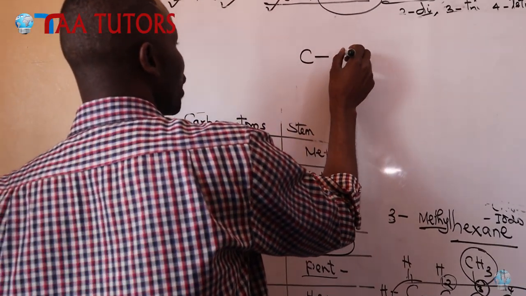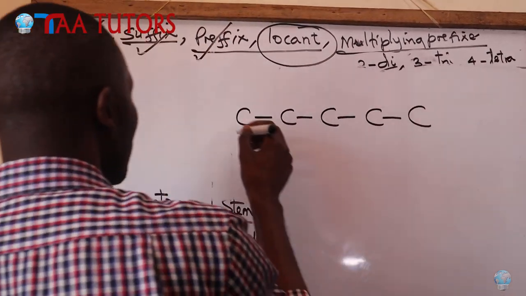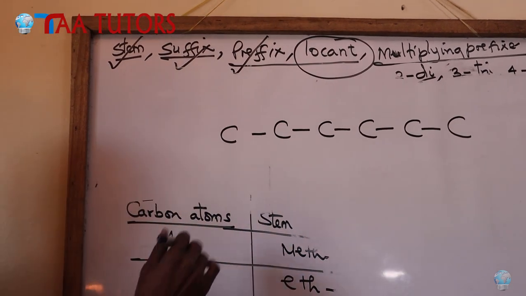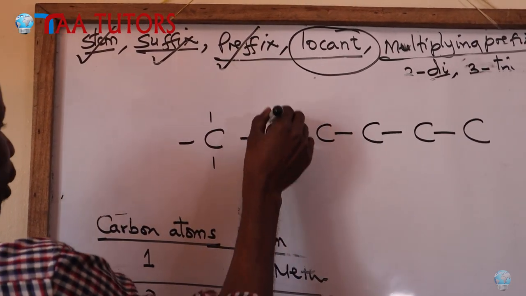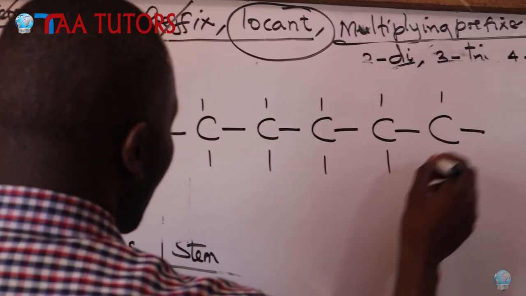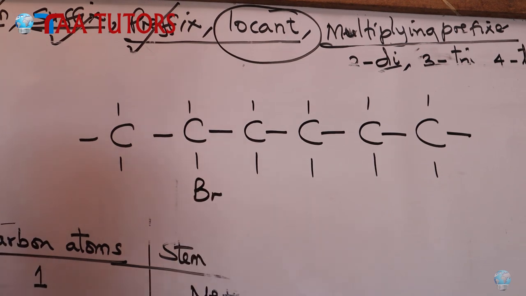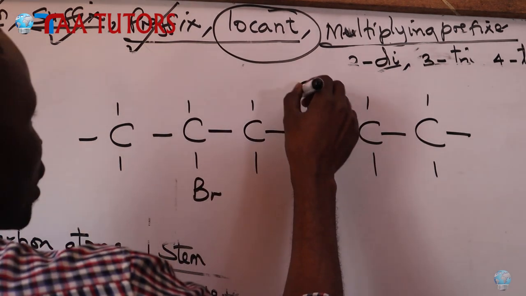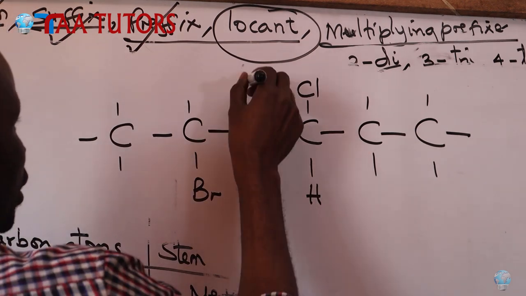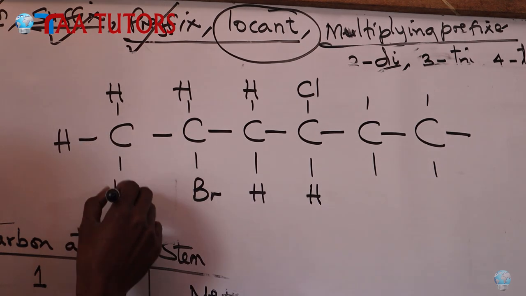Let us see another example, which is having a different case that we have not seen. I want to have a case where we have branches, but the branches are not identical. For example, if I have this, then I say this is Br, this one Cl, H everywhere.